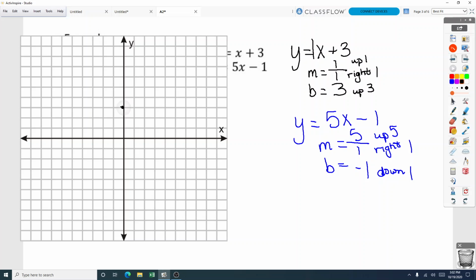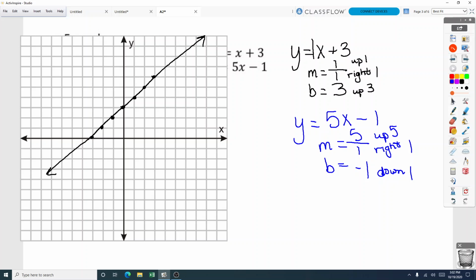Okay, so up 3. Now, my slope tells me up 1, right 1. Up 1, right 1. Or I could go down left, the exact opposite. Down 1 left. Now, it's going to be important today that your lines are fairly straight. So I've given you a ruler so that you can make straight lines, because you're going to have to find that intersection point. So there's my first line.